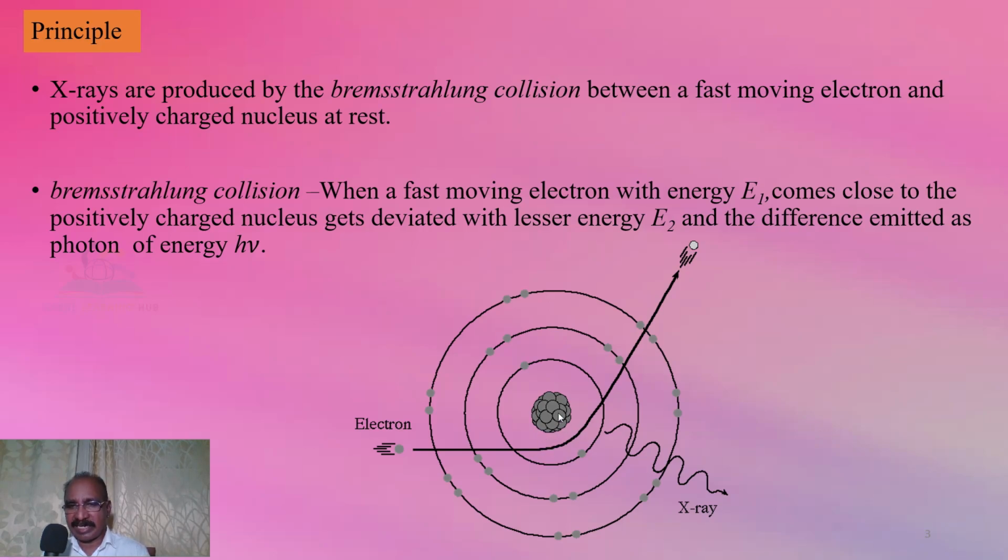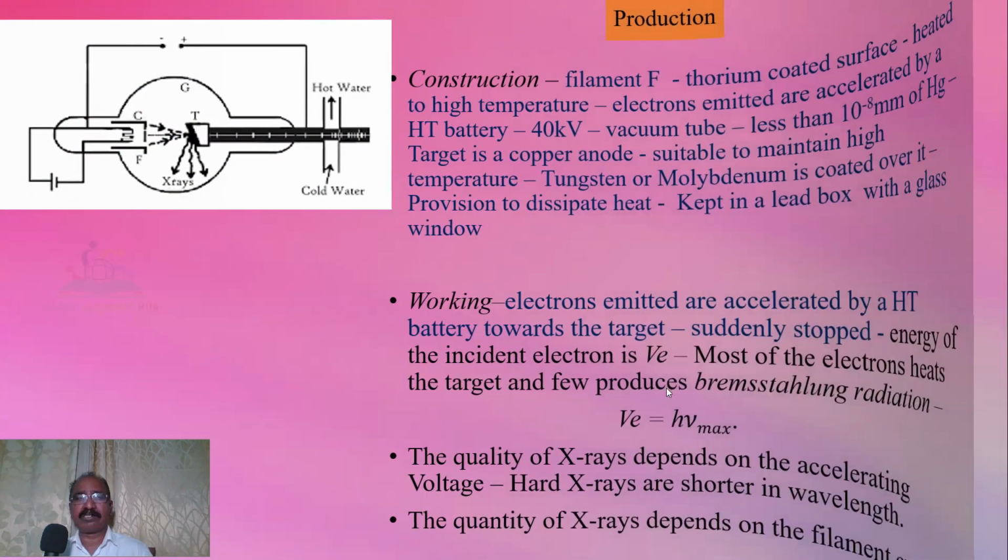And when they are interacting with one another, the electron deviates from its path with a lesser energy, which may be E2. Now let us calculate the difference between the incoming electron and the outgoing electron, E1 minus E2. This difference in the energy of the electron will be emitted as the radiation, and that is h nu, and that is the X-ray. So X-ray is a photon of energy h nu, which is the difference between the two electron energies, and in this manner X-ray was produced.